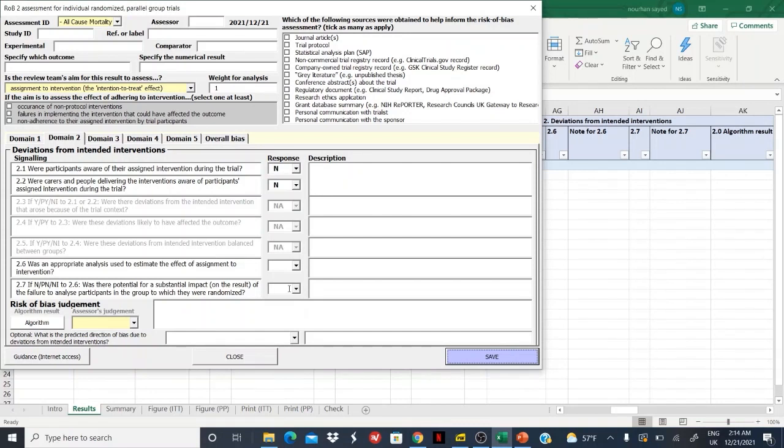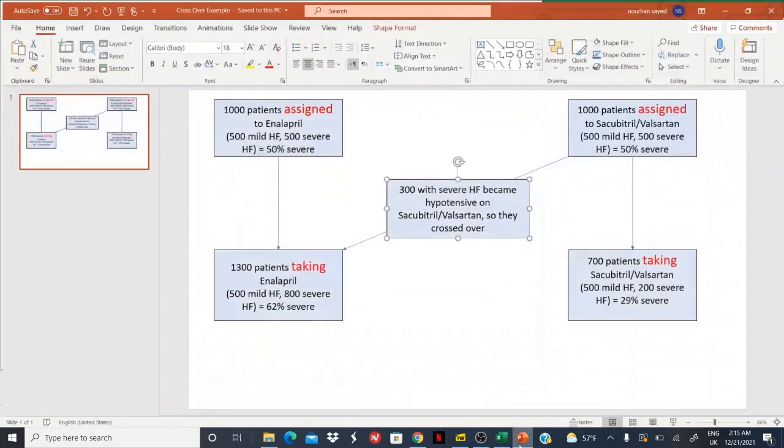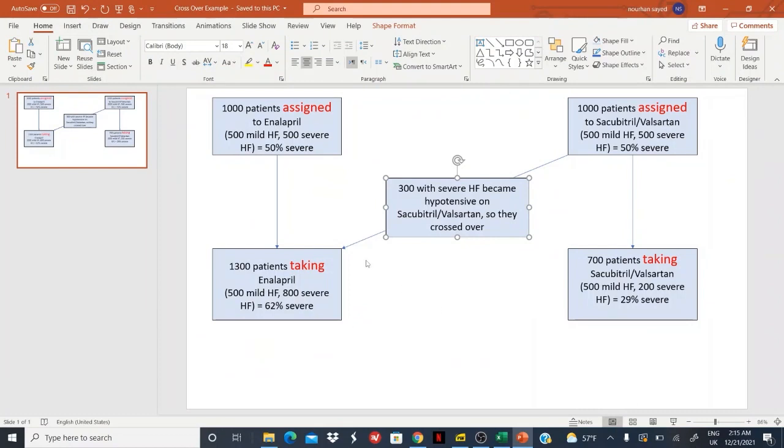Now, the next question asks us whether an appropriate analysis was used to estimate the effect of assignment to intervention. That's subdomain 2.6. Now, this does sound like a mouthful, and it relates back to the reason why we chose intention to treat in this box right here. And we're going to try and explain it through a simplified diagram. So this is a diagram I've made right here. Okay, so let's try and walk through it step by step.